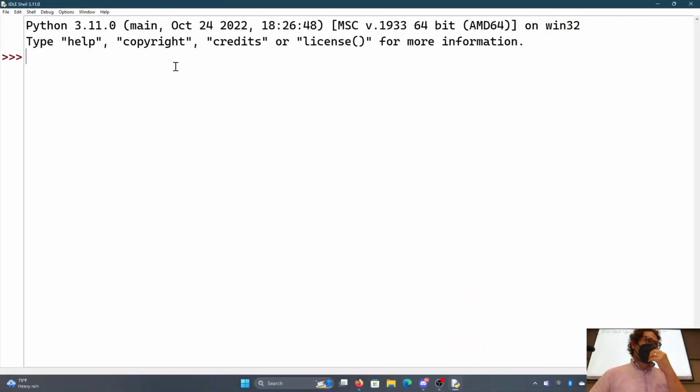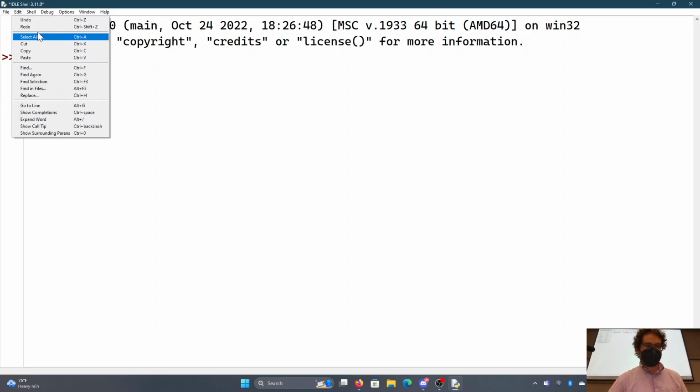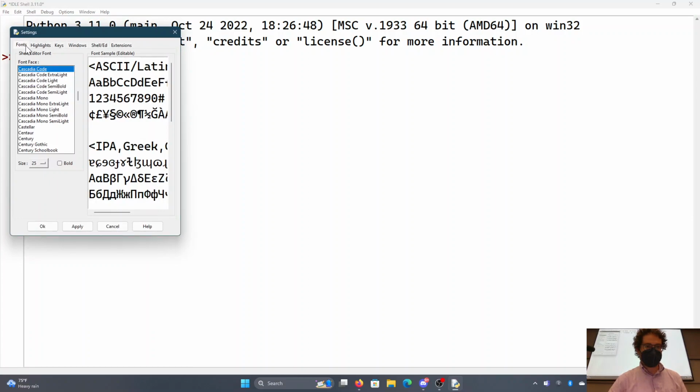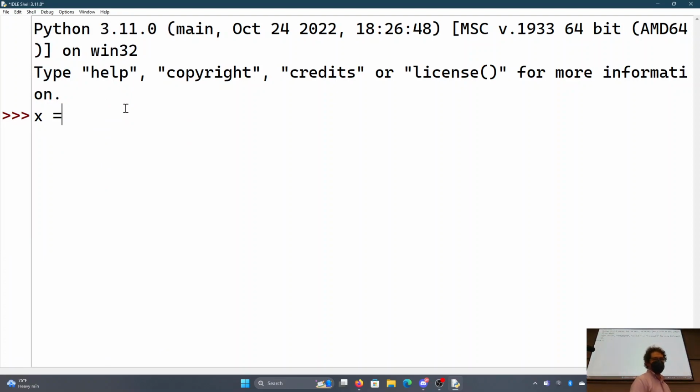All right. Part of what students struggle with is this. Let me go ahead and increase the font size here. Okay, 34, there we go. x is equal to 5, right? No problem there. If I print out x, it's going to tell me it's 5.